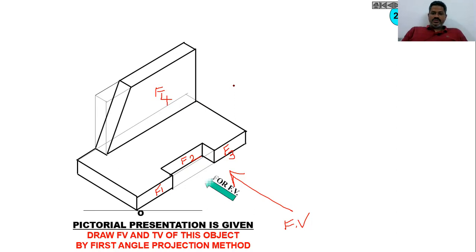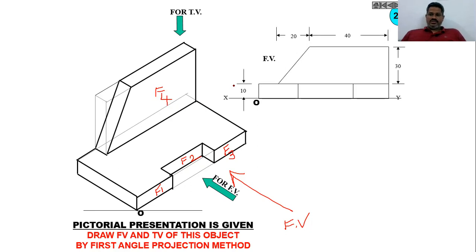Now let me move further. This is the top view. You can observe what I said just now. This is our F1, this is our F2, and this is our F3. The given dimensions represent the three rectangles. In this case, the height is 10.